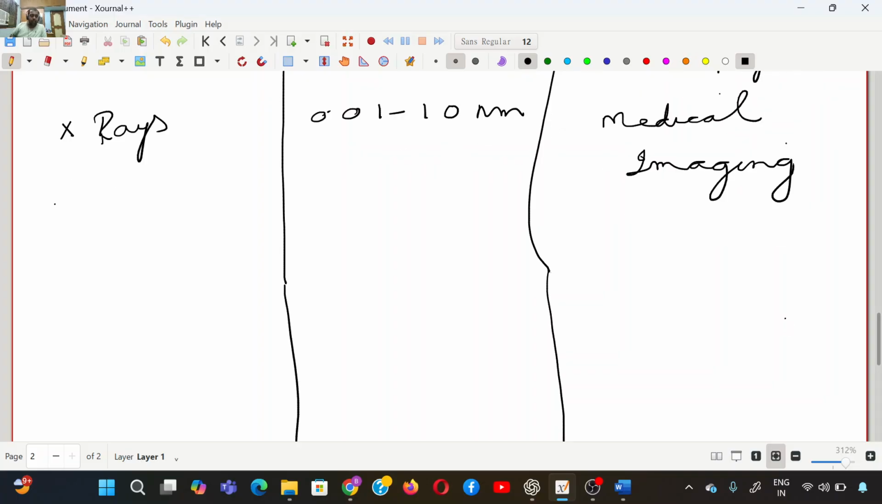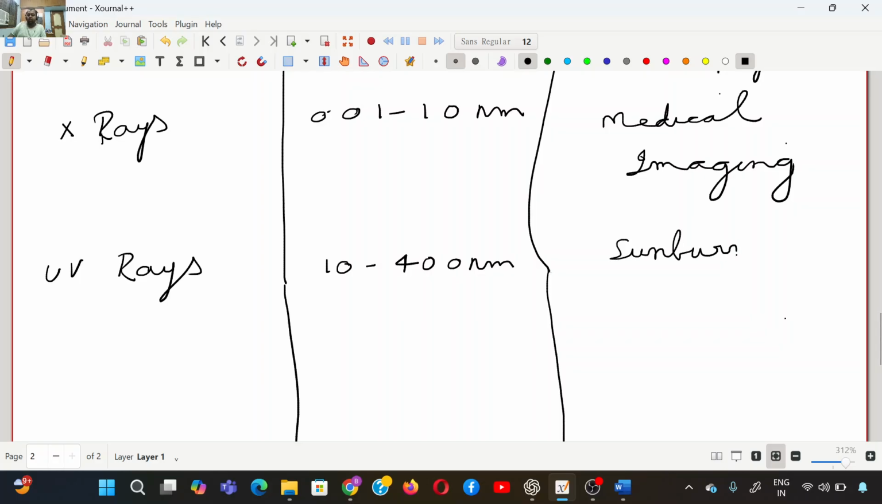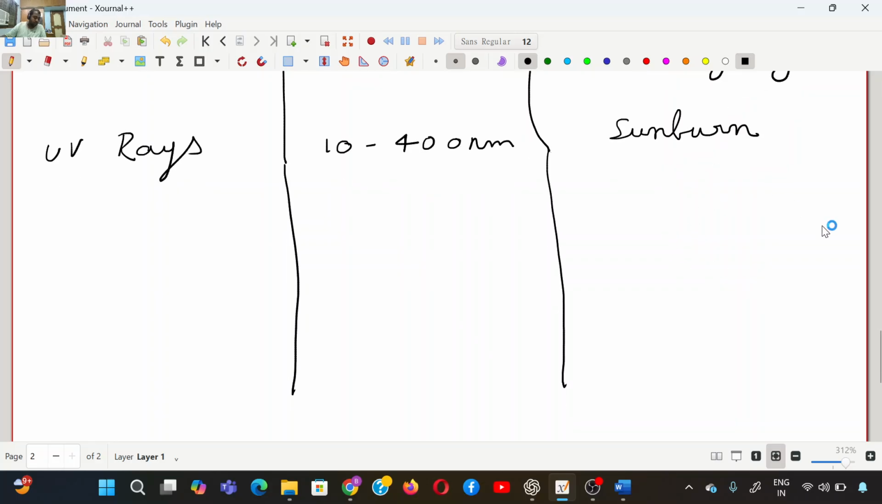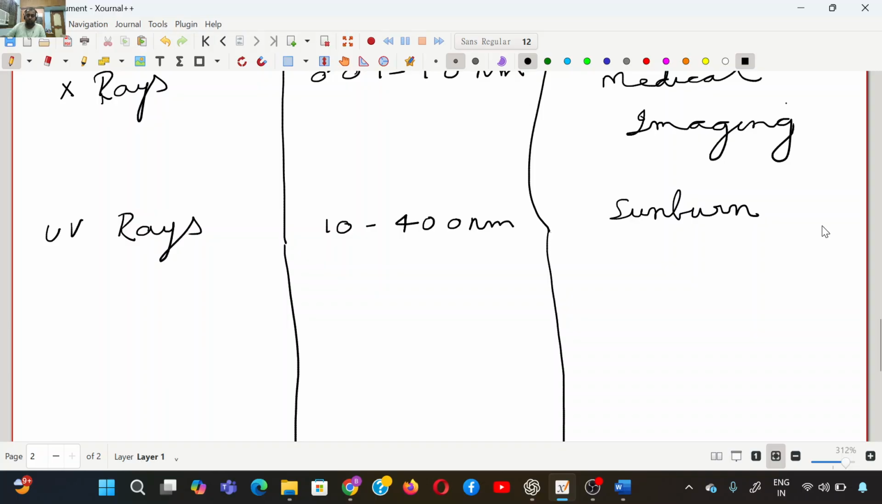A little bit above this is what is known as UV rays. UV rays have 10 to 400 nanometer wavelength. An application or example is sunburn. If you're exposing your skin for a large amount of time, especially in the tropical zone where the UV levels are generally high, you can have sunburn. That's why you wear sunscreen, to block the UV rays and protect your skin.